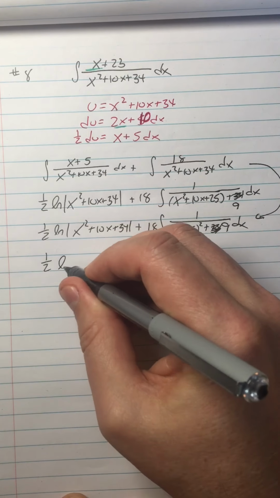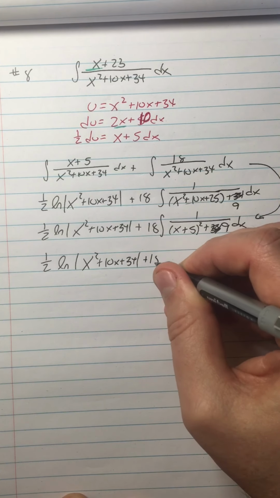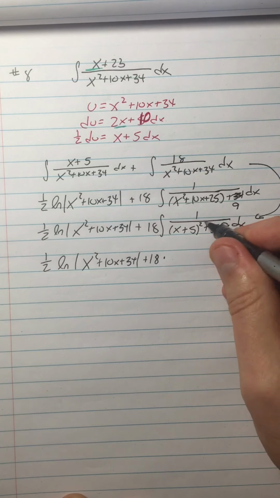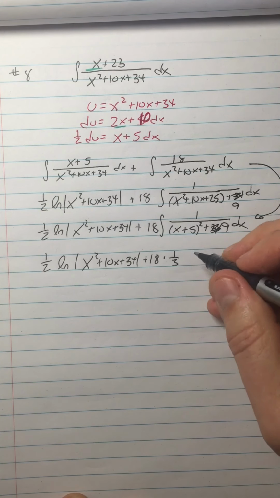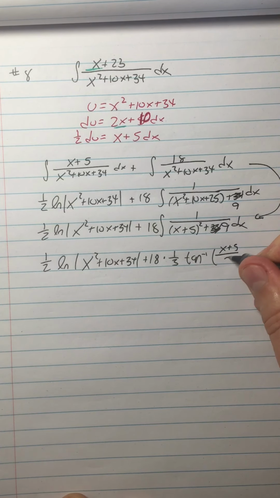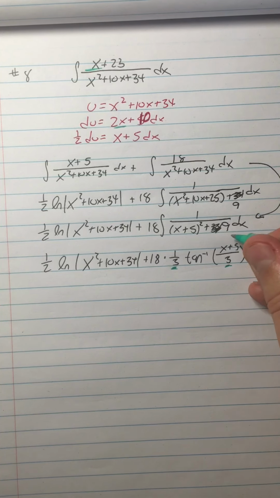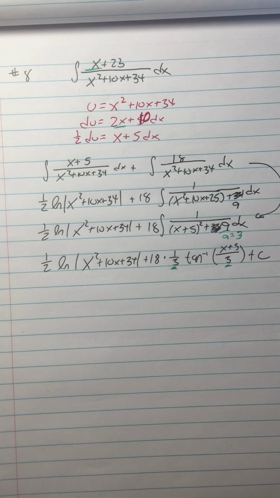All right, so now I have 1/2 ln absolute value x squared plus 10x plus 34 plus 18 times, let's say it's going to be 1/3. So I could have done that 18 times 1/3 right away. That would have been fine. Inverse tangent of x plus 5 over 3, plus c. Right, where did all that stuff come from? The 1/3 came from a equals 3, because 9 is 3 squared. And the x plus 5 came from my inside function. And there you go. That's that integral. And they basically just all go like that.